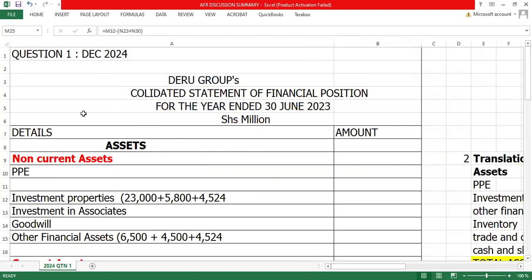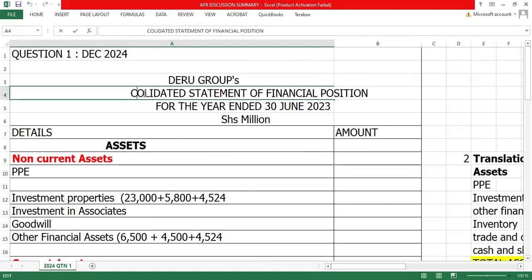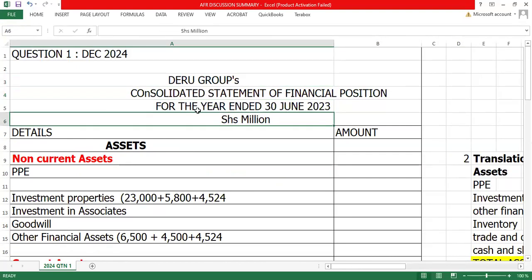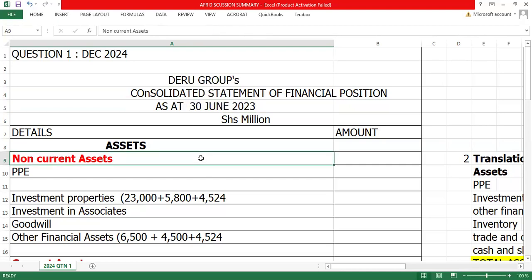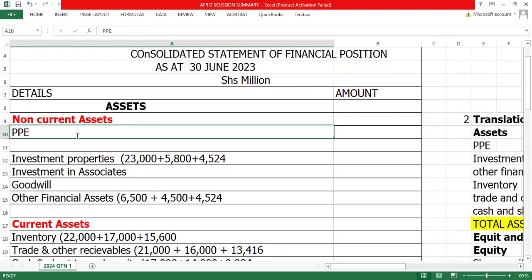Now come back to your template. This is Dell's group consolidated statement of financial position as at 30th June 2022. So you consolidate.